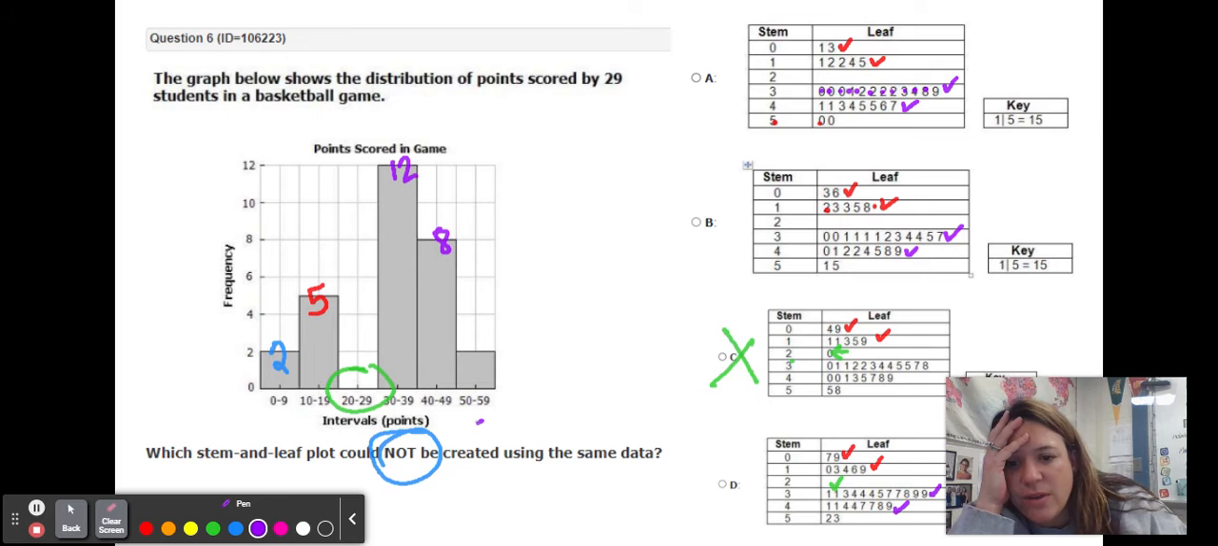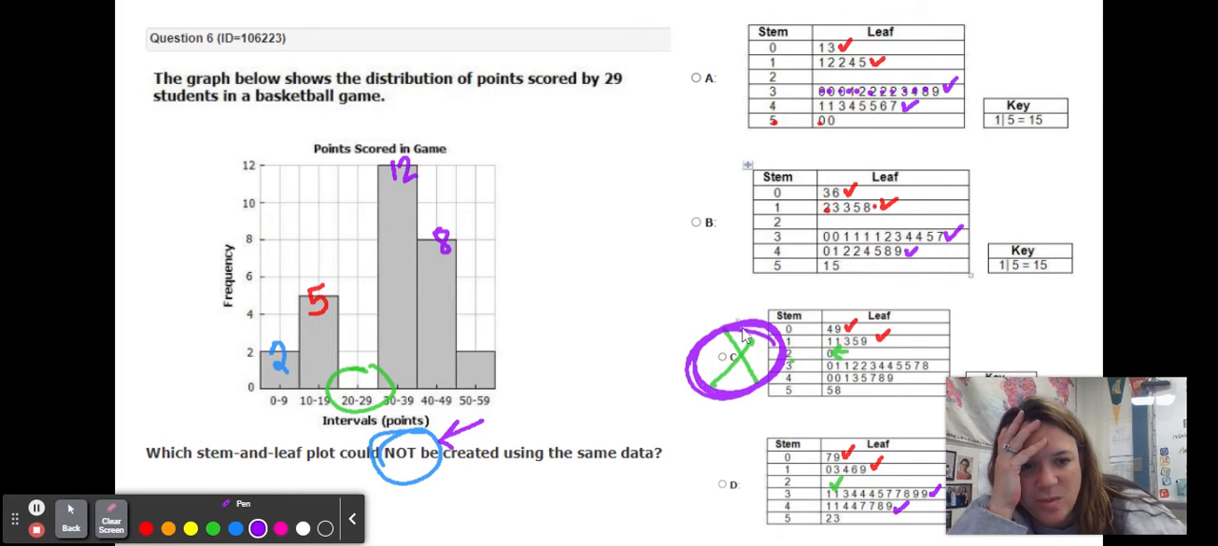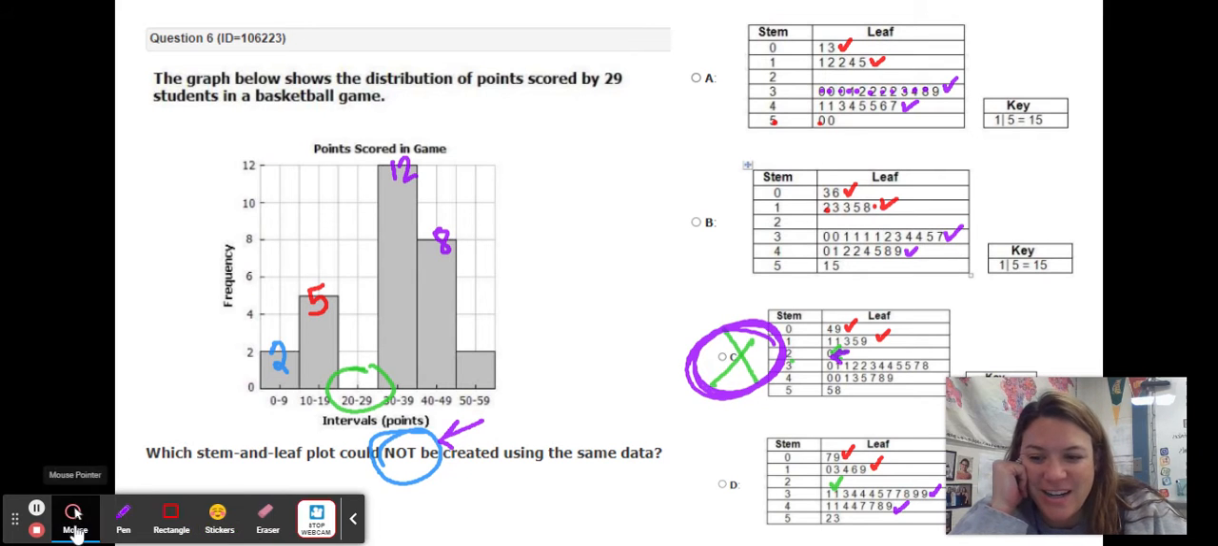Oh, so I was looking for the not, so I could have stopped a long time ago, right, guys? C is my answer because it doesn't work because of the 2, 0. Hopefully you didn't spend that much time on that one. I was looking for the not, so my correct answer is C there. Of course, right?